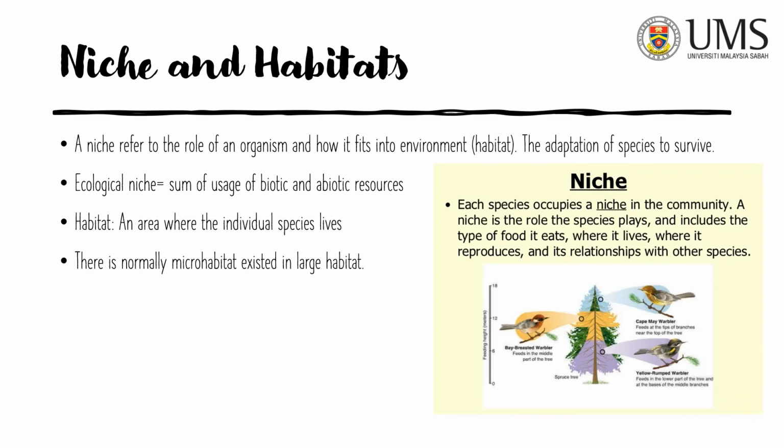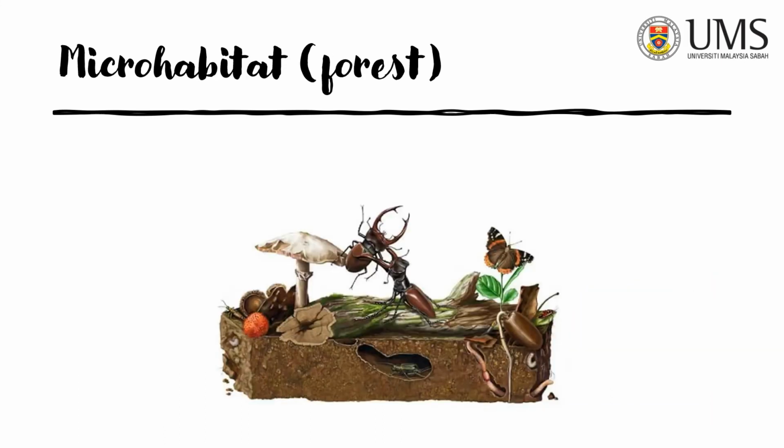Habitat is an area where the individual species live. There is normally a microhabitat existing in a large habitat. A microhabitat in the forest could be underneath the forest litter. Okay, we have a large habitat, the jungle, for example, and then when you go to the jungle, on the forest floor, we have litter made of debris or dead leaves, dead plants. Underneath the litter, we have a microhabitat, usually for insects, for worms, and for ants.